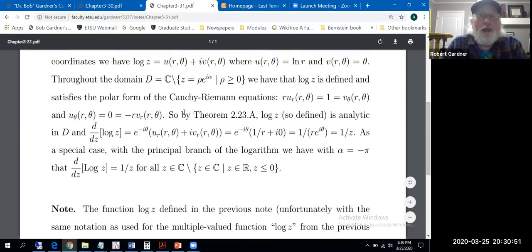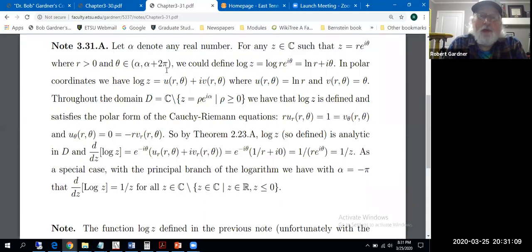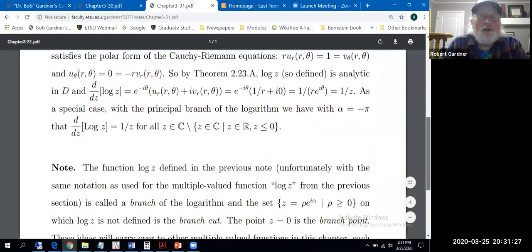Up here, we had chosen theta to be between alpha and alpha plus 2 pi. If we take alpha to be negative pi, then we're choosing angles between negative pi and positive pi, excluding the endpoints. Then the angle being chosen would be the principal argument. And that leads us to the principal branch of the logarithm. This is the same function we encountered in the previous section, and its derivative, as shown here, is 1 over z.